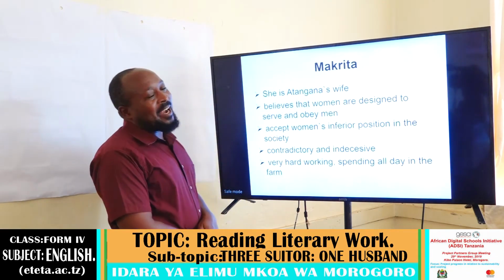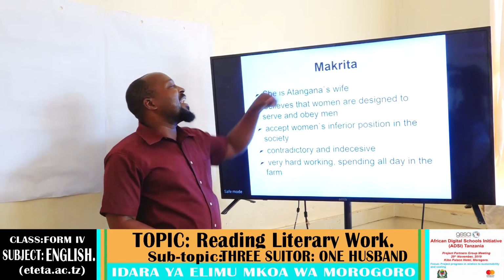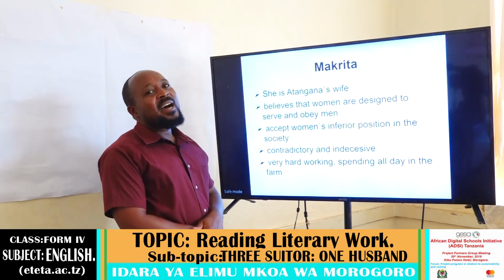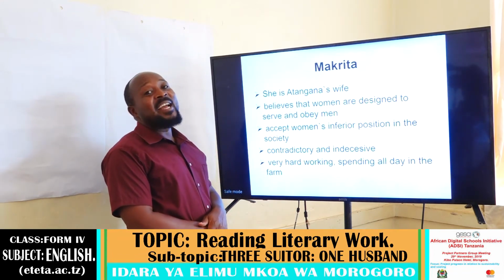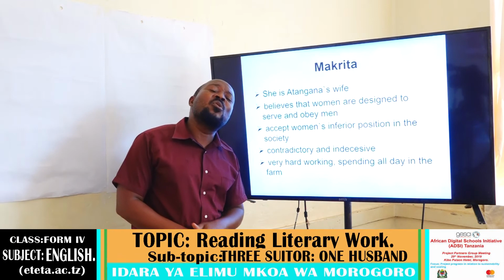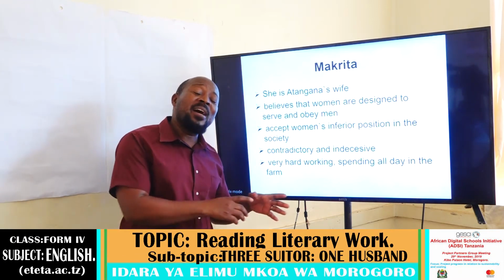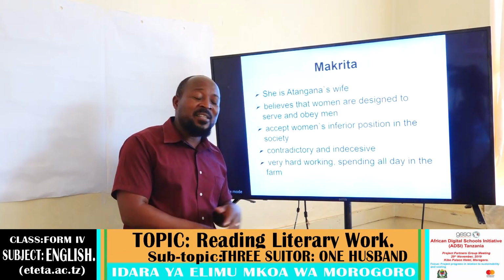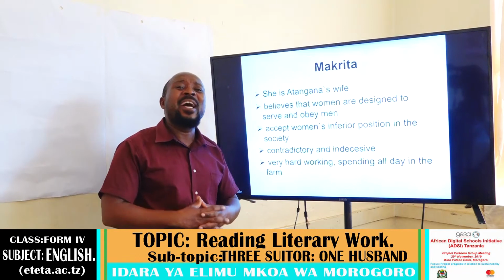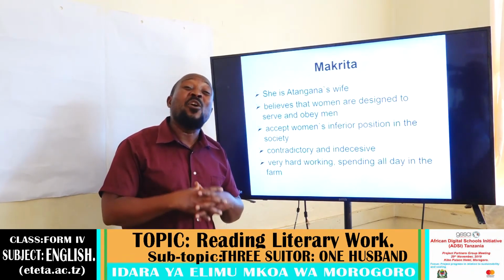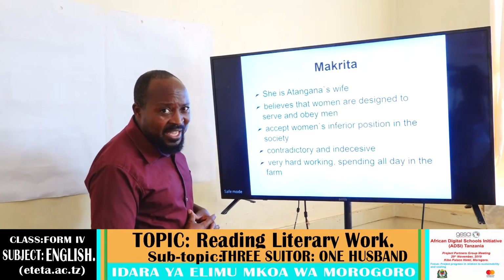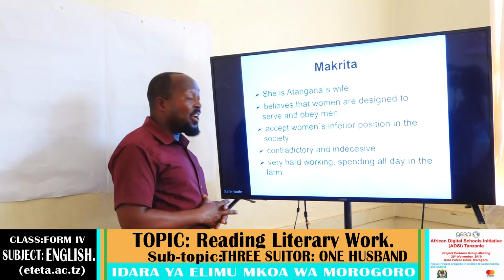Another is Makrita. Makrita is Atangana's wife. And of course, she believes that women are designed to serve and obey men. And that's why she goes to the farm all alone, while her husband remains at home drinking. It's because she believes that women were designed to serve and obey men. I don't know if you still believe in that. I'm not sure. I don't believe in that myself.